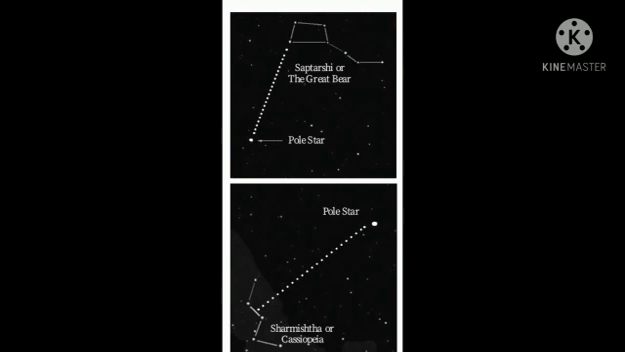If we extend one side of the quadrangle, it reaches the pole star or Polaris, as shown in the figure. Different countries have different names for this constellation. In English, it is called the Great Bear. The constellations of Saptarishi and Sharmishta are useful in locating the pole star. Sharmishta is made up of five bright stars distributed along the figure of the letter M.